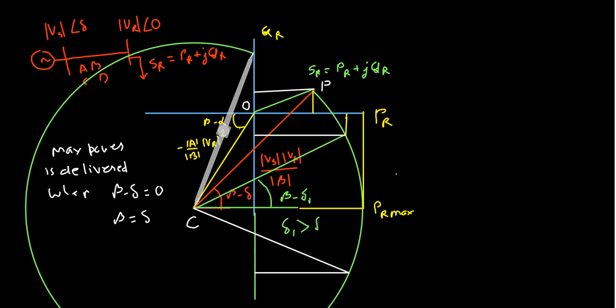But along with that, you cannot independently control QR. So once you control PR, QR is automatically changing because it is on this locus of the circle. So QR automatically changes. So it will deliver this much of PR, but then it will deliver this much of QR also. Here in this case, it will deliver this much PR max, but it will deliver this much of QR. So that has to be there. It cannot change.